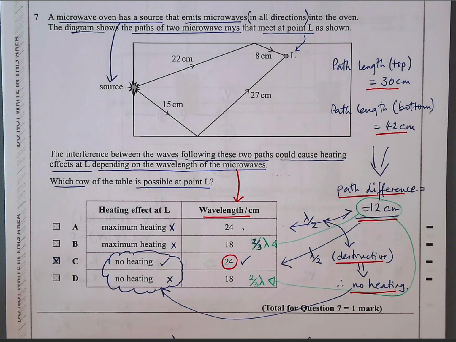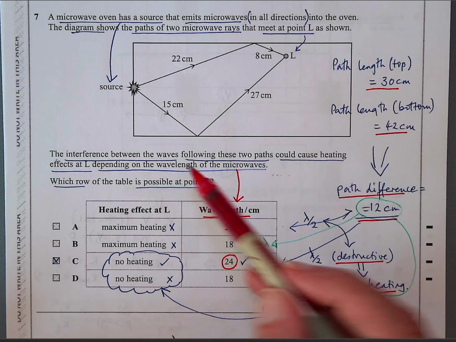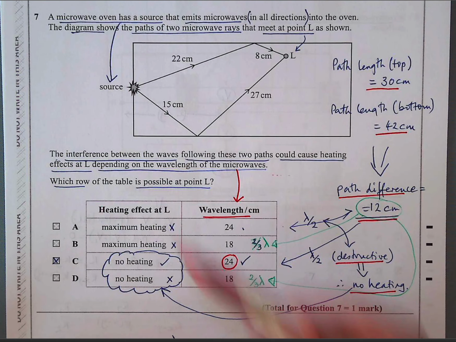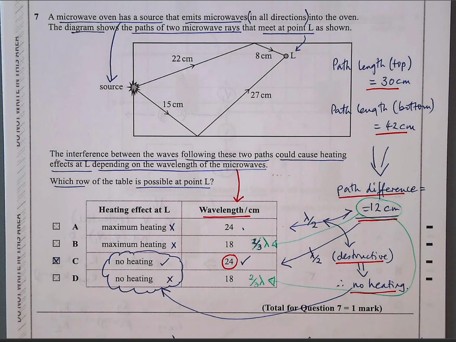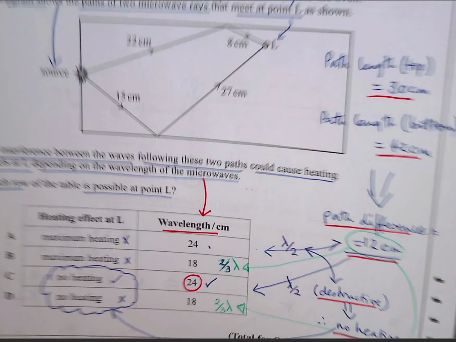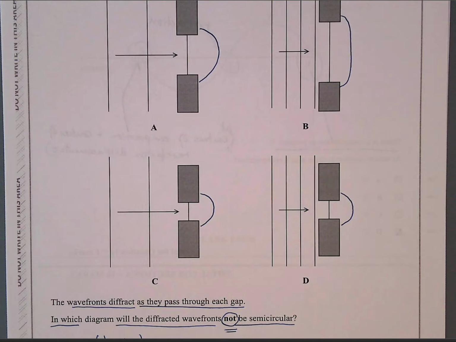You could actually work out, if it was 18 centimeters, exactly what's happening, and what's happening with 24 centimeters. But whenever the path difference is half a wavelength, you get cancellation or destructive interference, which leads to no heating. And whenever the path difference is a full number of wavelengths, you will have a cumulative effect of the energies of the two waves. It's a superposition of the waves. It leads to constructive interference. And if it's 2/3 of a wavelength, you might as well ignore it, because it's neither in phase nor out of phase. Okay, so that's question 7.